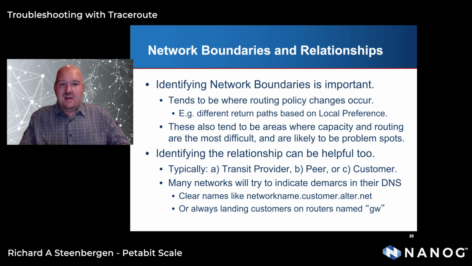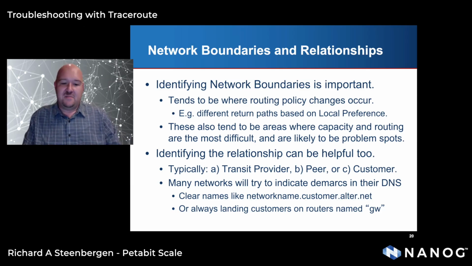These are some very common conventions that you see in a lot of the major backbones that are out there. The reason you care is you want to be able to identify a network boundary. Network boundaries matter because this is where routing policy changes tend to occur. So for example, a different return path based on local pref. You might local pref a peer above a transit provider, or you might local pref a customer above a peer. In fact, you pretty much are almost always guaranteed to do that. So these tend to be the places where the routing changes because of that, or because the capacity or the routing is the most difficult.